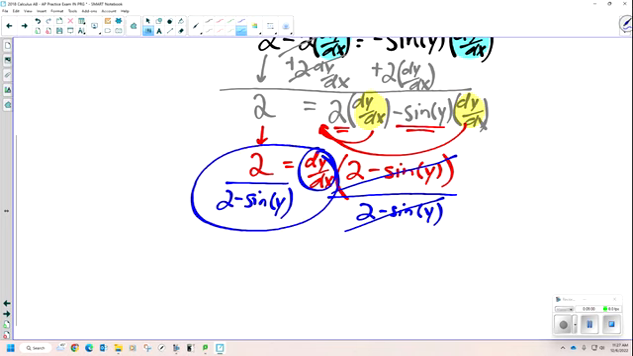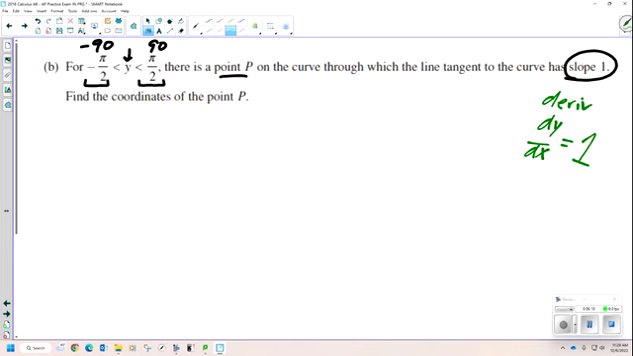There is a point P on the curve through which the line tangent to the curve has a slope of 1. This is big. Okay? Find the coordinates of that point. All right. So here we go. First of all, if the slope is equal to 1, my God, fireworks should be going off in your brain. That means the derivative, which is dy/dx, has to equal 1, because slope is the same thing as derivative.